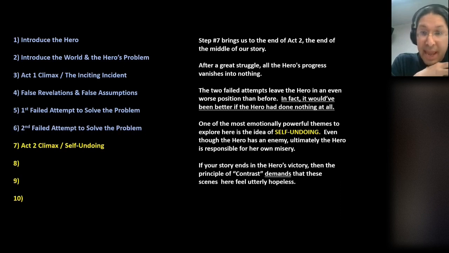Step 7 brings us to the end of Act 2, the end of the middle of the journey. After a great struggle, all the hero's progress vanishes into nothing. The 2 failed attempts leave the hero in an even worse position than before. In fact, it would have been better if the hero had done nothing at all. One of the most emotionally powerful themes to explore here is the idea of self-undoing. Even though the hero has an enemy to defeat, ultimately the hero is responsible for her own misery. Now, if your story ends in the hero's victory, remember, then the principle of contrast demands that these scenes feel utterly hopeless.